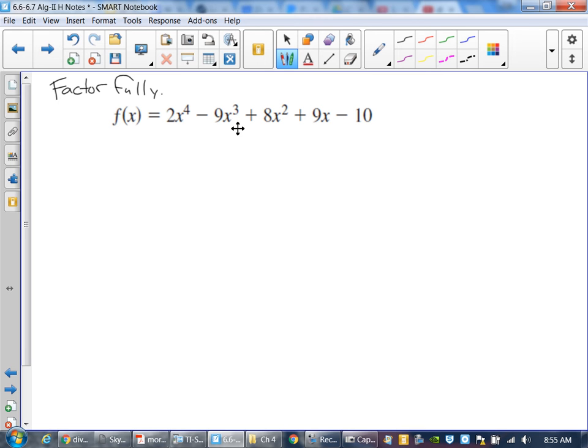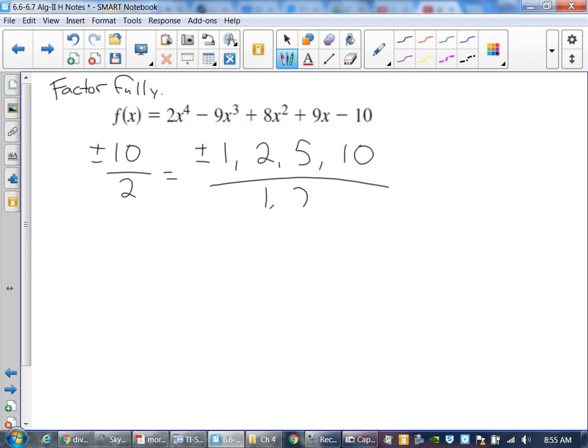So we look at our factors. We look at the factors of plus minus 10 divided by the factors of 2. So what are your factors of 10? Well, it would be plus minus 1, 2, 5, and 10 over 1 and 2. Now, that just means that you have plus or minus 1, 2, 5, and 10. So there's 8 right there. And then you have plus minus 1/2. You have plus minus 1, which is repeated. Then you have plus minus 5/2, so now we're at 12.